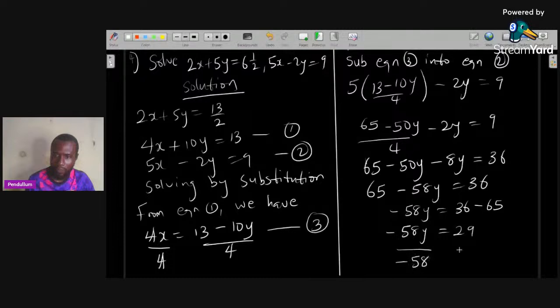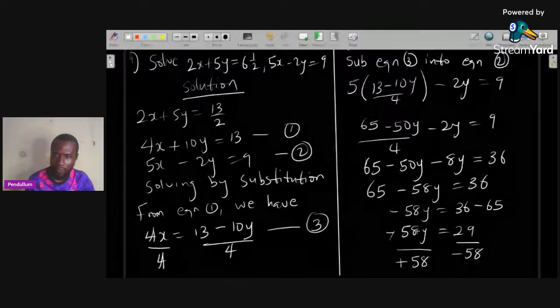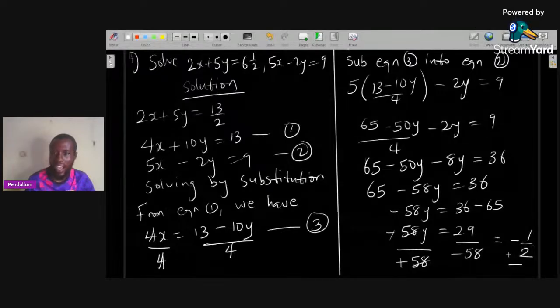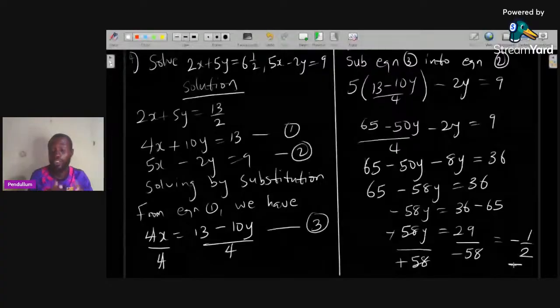Why? So that we can have y alone. Minus 58, minus 58 cancel out. And then here, this is minus 1 over 2. So y is equal to minus 1 over 2. Right? Minus 1 over 2. This is the same thing we got in the former one, that y is minus 1 over 2.